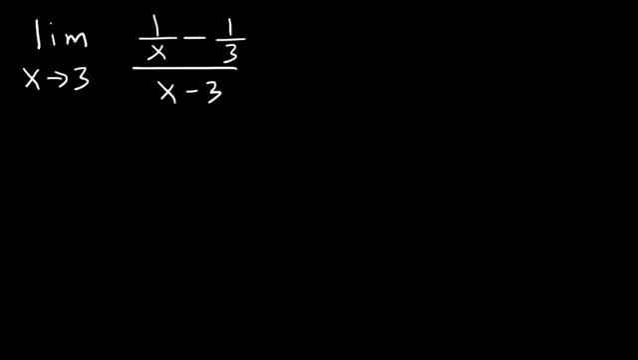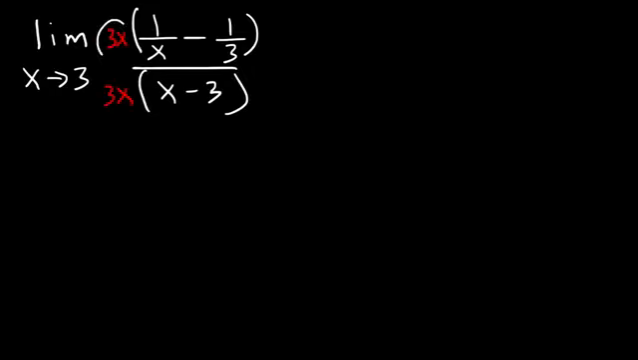Now here's another problem that you can work on. What is the limit as x approaches 3 of 1 over x minus 1 over 3, divided by x minus 3? For these examples, feel free to pause the video and try these problems. In this example, we have a complex fraction. So what do you do in a situation like this? If you get a complex fraction, what I recommend is to multiply the top and the bottom by the common denominator of those two fractions, that is, by x and by 3. So I'm going to multiply the top and the bottom by 3x.